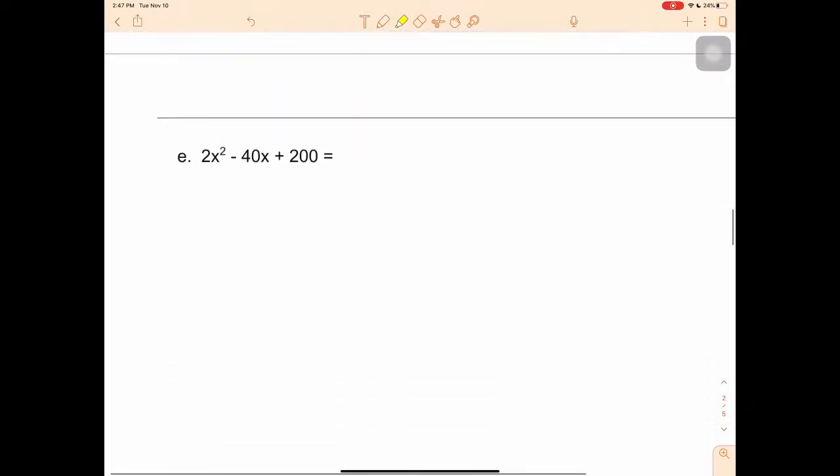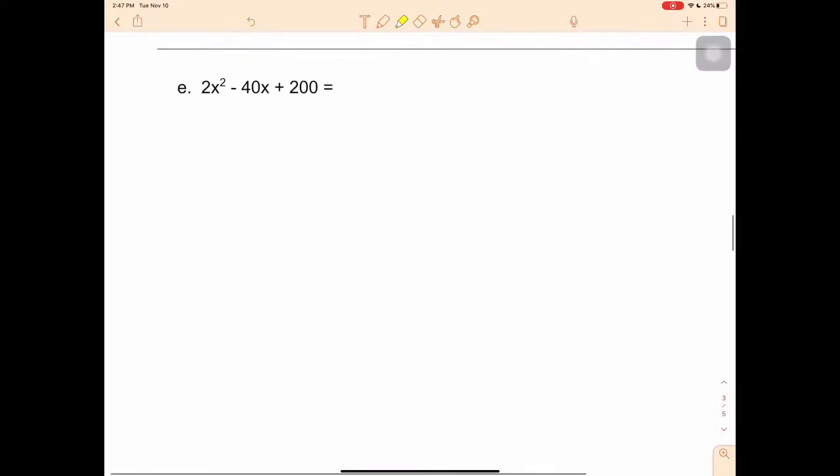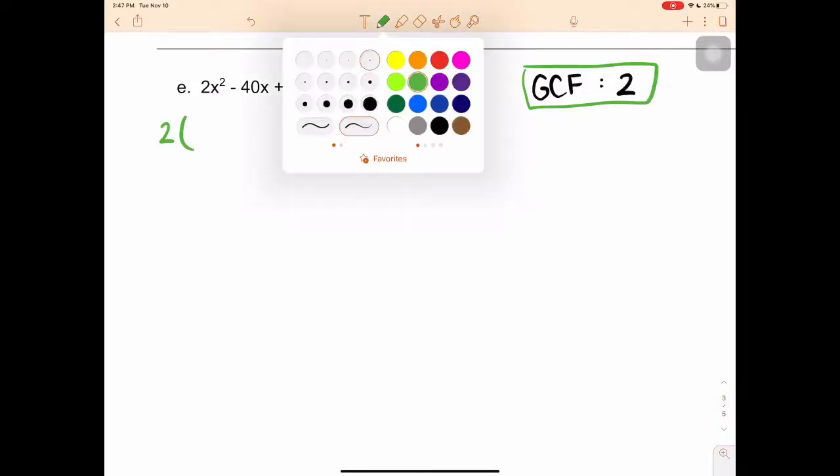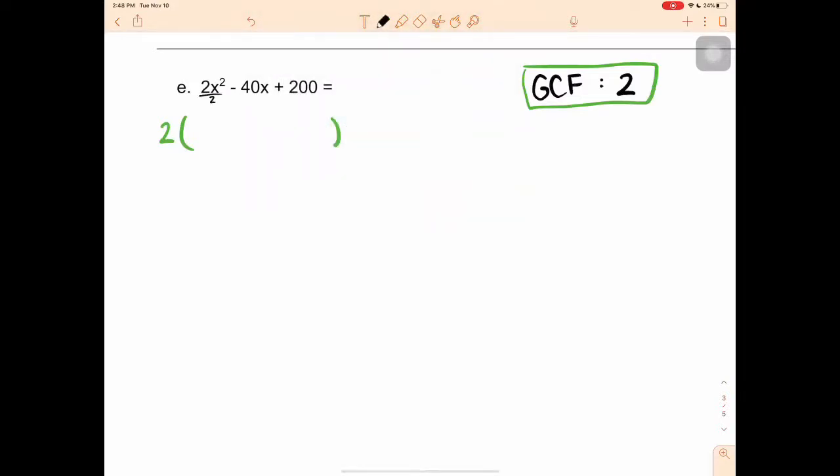Okay. So here's another one. This one definitely has a common factor. Okay, so here, our GCF, which I forgot to mention before, is 2. Each of these can be divided by a 2. So if I pull out a 2, if I were to divide the 2x squared by a 2, I'm left with x squared. And then if I divided negative 40x by a 2, I'm left with negative 20x. And divide 200 by 2, I'm left with 100.